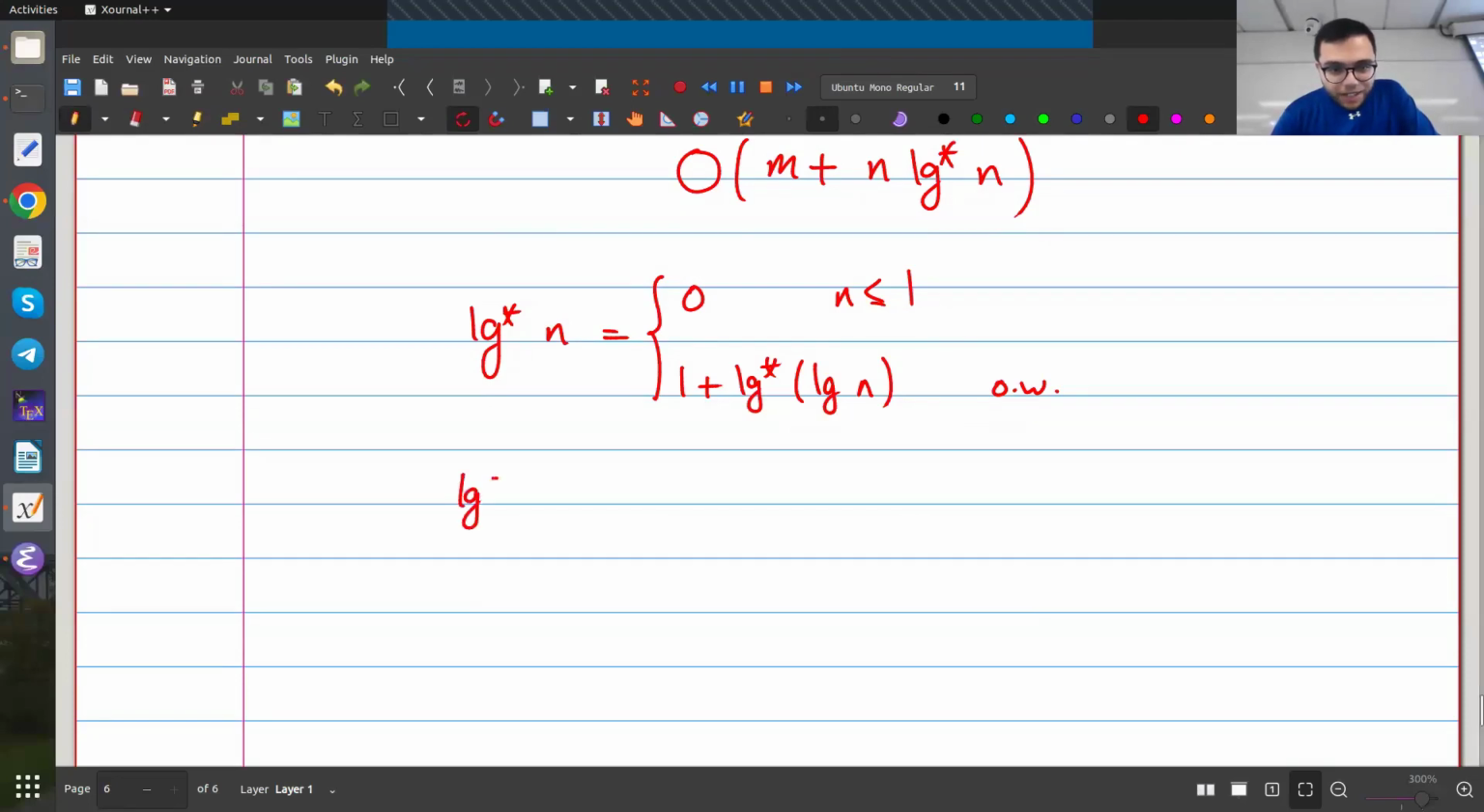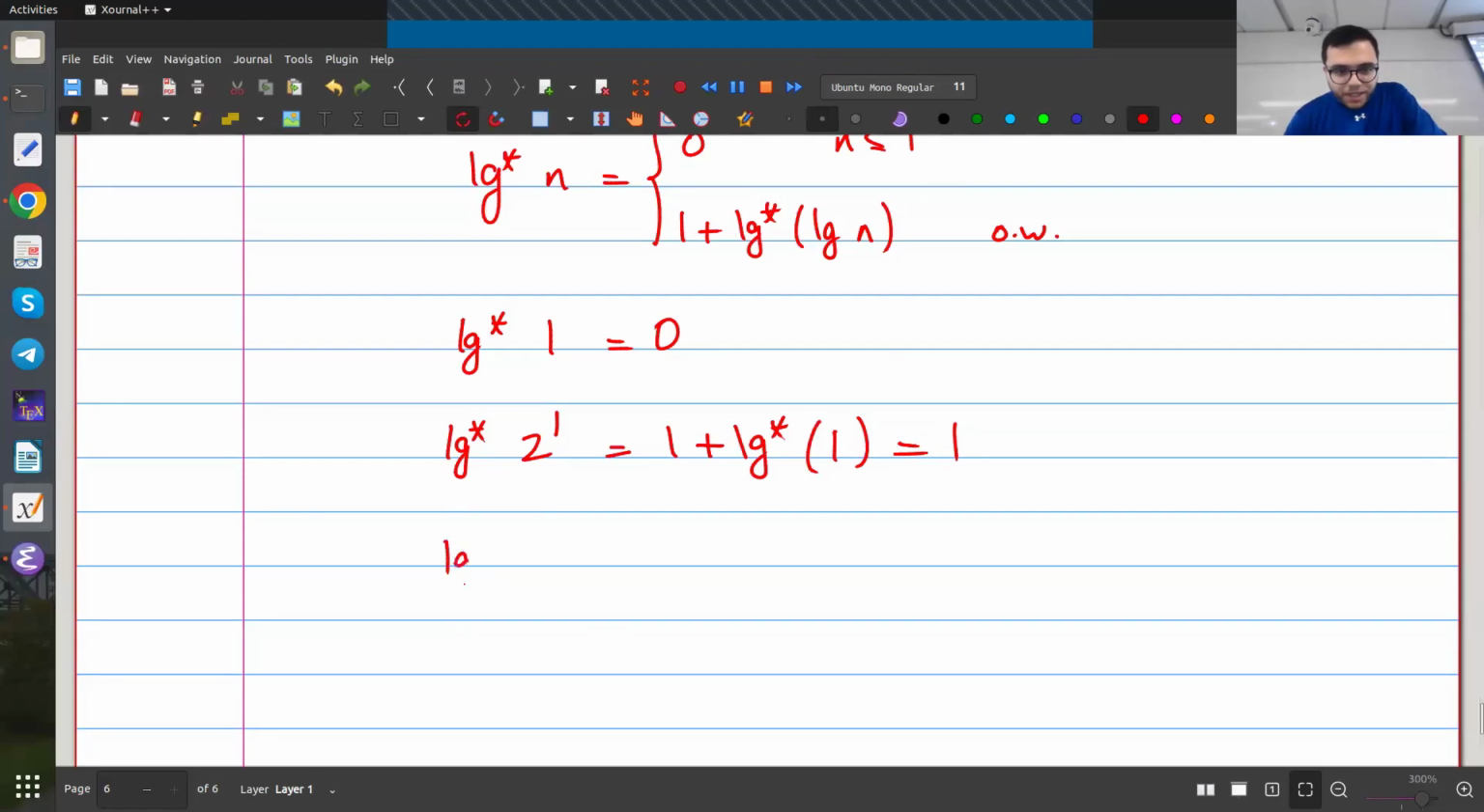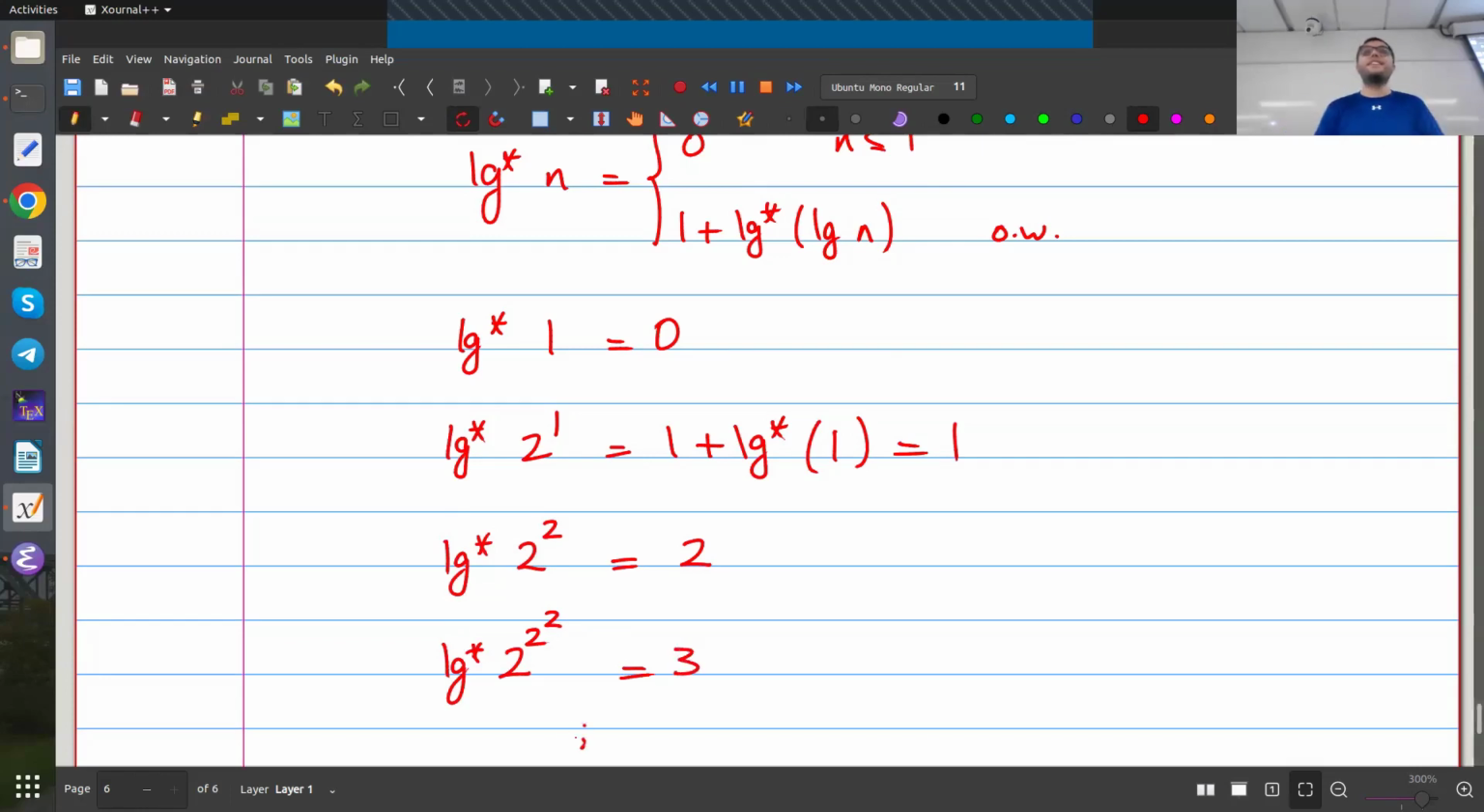log star of 1 is 1. Sorry, 0. Log star of 2 to the power of 1. Okay, so this is just going to be 1 plus log star of 1. So it's going to be 1. So log star of 2 is 1. Now, if I take log star of 2 to the power of 2, okay, that's 2. Log star of 2 to the power of 2 to the power of 2, that's 3, and so on.